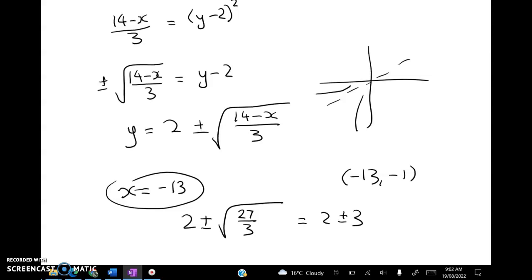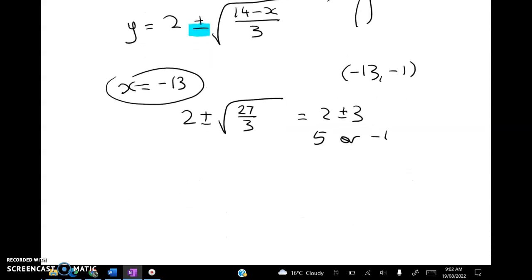And we don't want the 5, right? We want the -1. So that tells me that for this case, the branch that I want is 2 minus that. And that's my inverse function there. So y is equal to 2 minus the square root of (14 minus x) over 3.